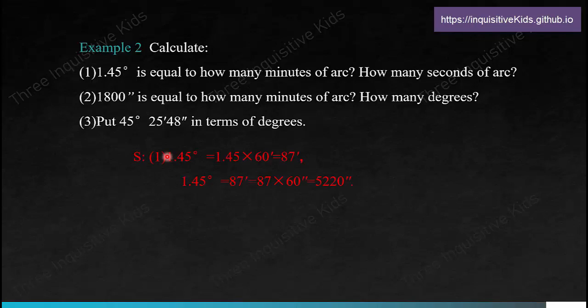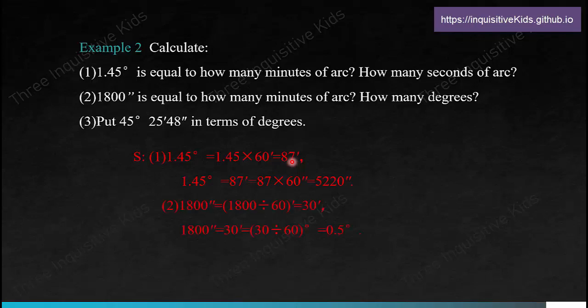So here's the solution. The first one, I just read the question, you times it by 60. Don't be freaked out when you see these decimals. Just times that 60. That's all you have to do. Which is equal to 87 minutes of arc. That is that apostrophe. And then for this, we already know that this is equal to 87 minutes of arc. So you times 60 again to get 5,220 seconds of arc.